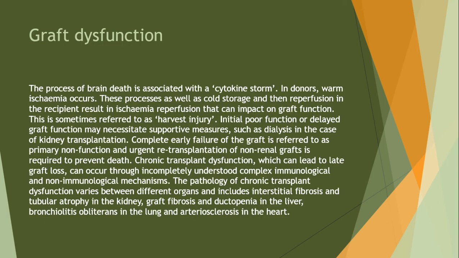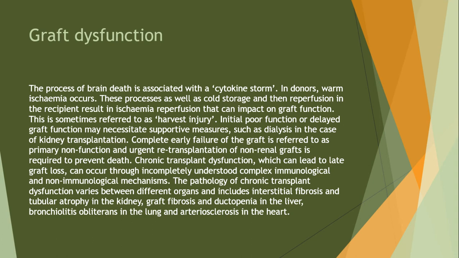The next type of dysfunction is graft dysfunction. The process of brain death is associated with a cytokine storm. In donors, warm ischemia occurs. These processes, as well as cold storage and then reperfusion in the recipient, result in ischemia reperfusion that can impact graft function. This is sometimes referred to as harvest injury.